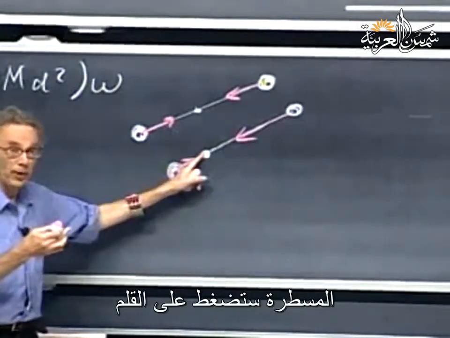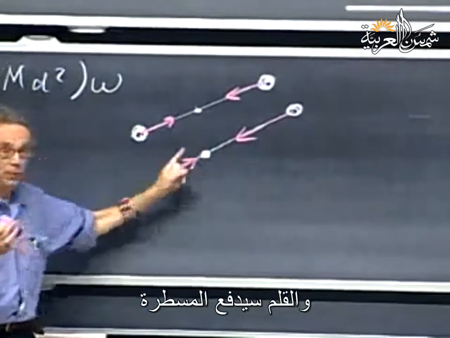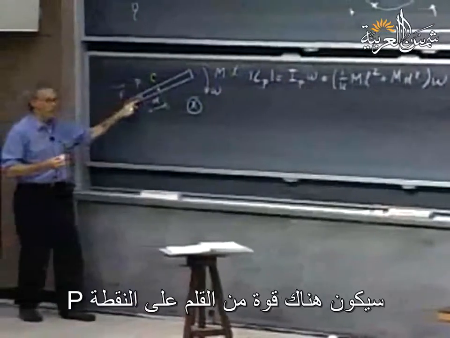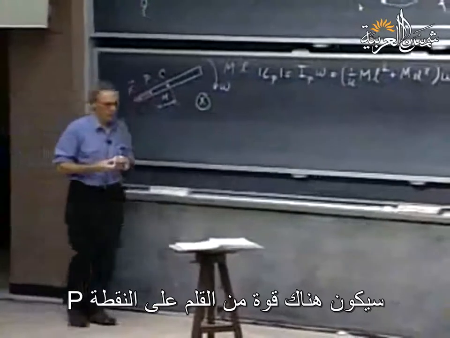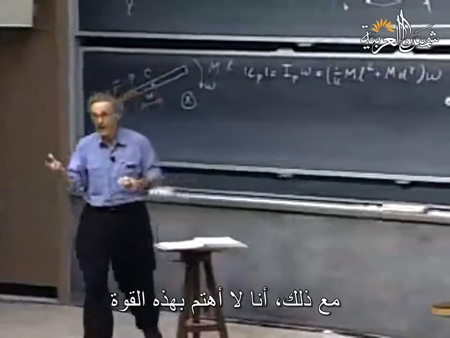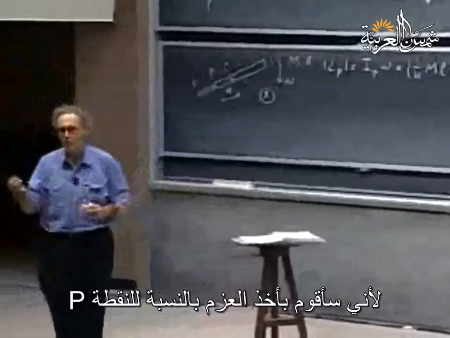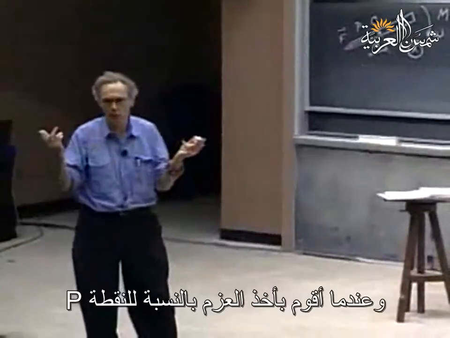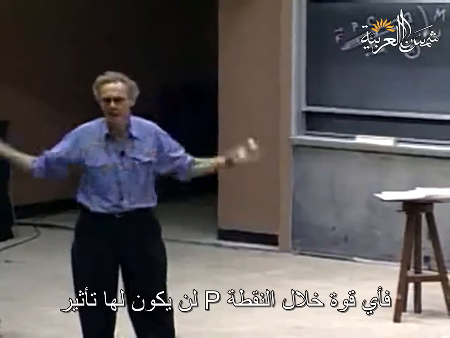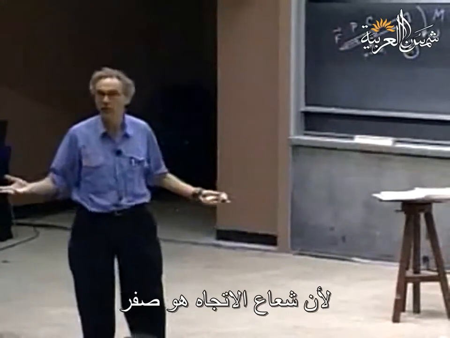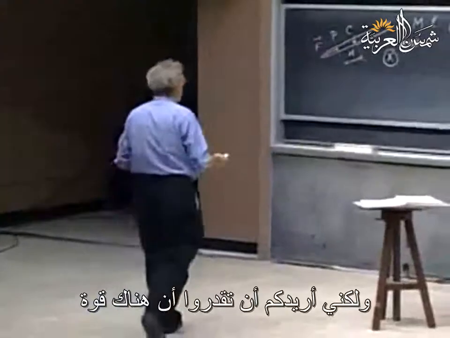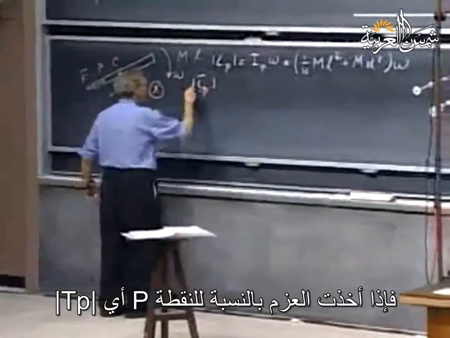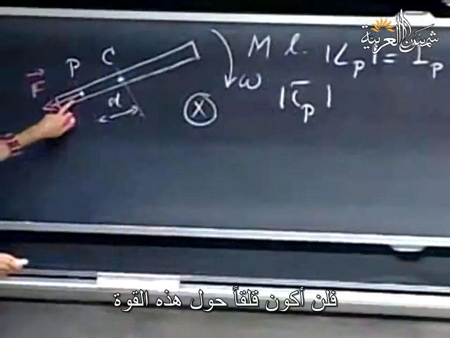The ruler will push on the pin, and action equals minus reaction, the pin will push on the ruler. And it is because of the same asymmetry that you have here that there will be a force from the pin on point P. However, I don't care about that force because I'm going to take the torque relative to point P. And when I take a torque relative to point P, any force through point P has no effect because the position vector is 0. But I want you to appreciate that there is a force. So if I take the torque relative to point P, I do not worry about this force.